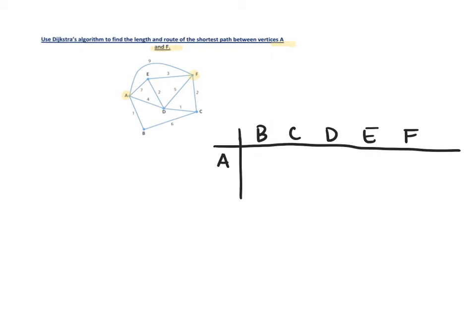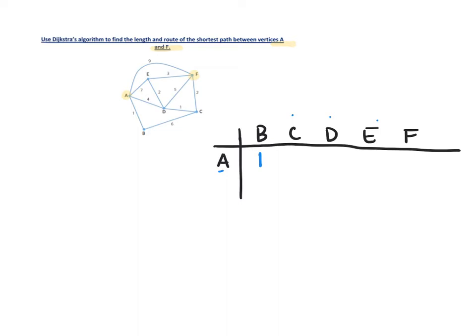Step two is we are now going to go through and do your row A. You're going to list all the connections between A and the other vertices that you've got along the top here. So from A to B, what connection do we have? We've got this one here. It has a weight of 1, so we're going to put 1 in there.